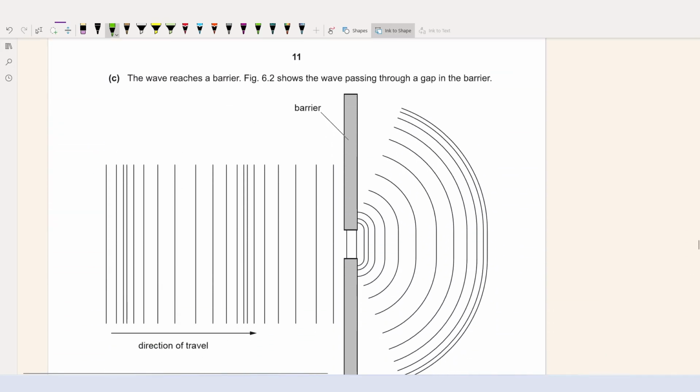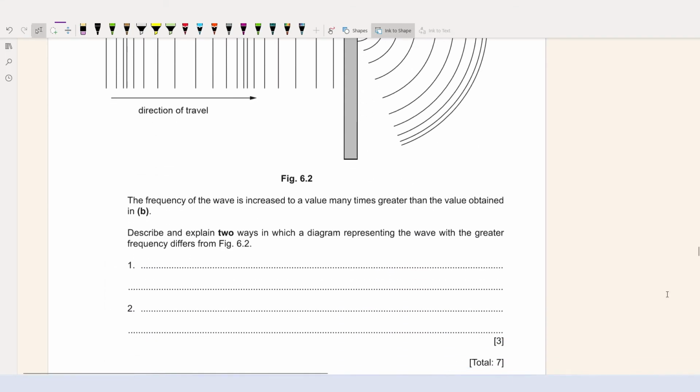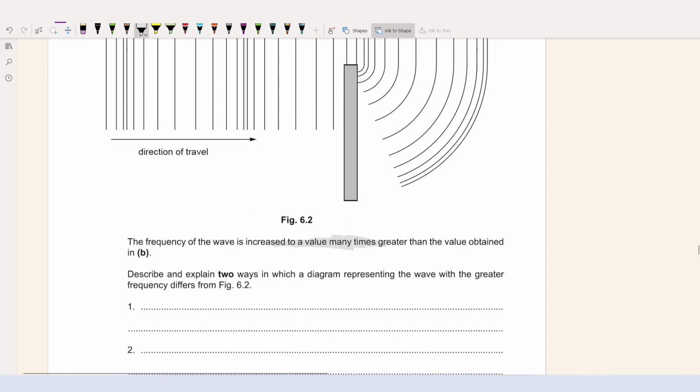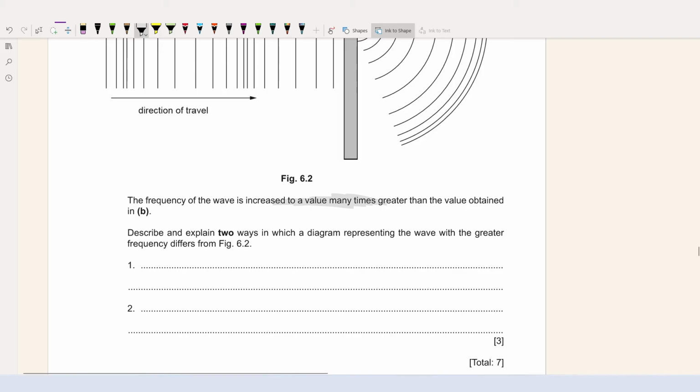Part C says the wave reaches a barrier. Figure 6.2 shows the wave passing through a gap in the barrier. The frequency of the wave is increased to a value many times greater than the value obtained in B. Describe and explain two ways in which a diagram representing the wave with the greater frequency differs from 6.2.